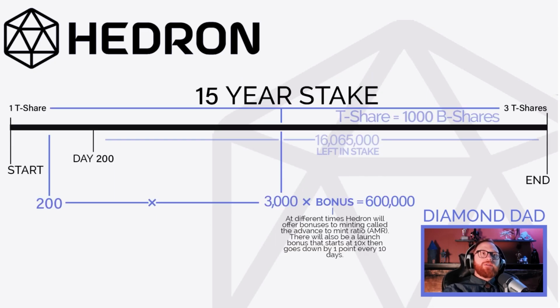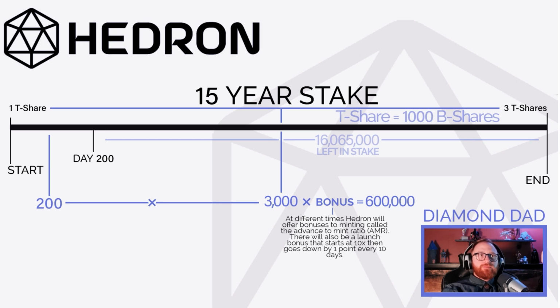So exactly how does the minting work? I'm using the example of 1 T-share staked for 15 years, right? You can see there at the left, it says 1 T-share. On the right, it says 3 T-shares because you get the bigger pays better bonus, which is ultimately if you staked 1 T-share for 15 years, you actually have 3 T-shares. Then over here, we have the start and the end. And then we did say that this stake has gone 200 days. Obviously, I know that's probably too far past 200.